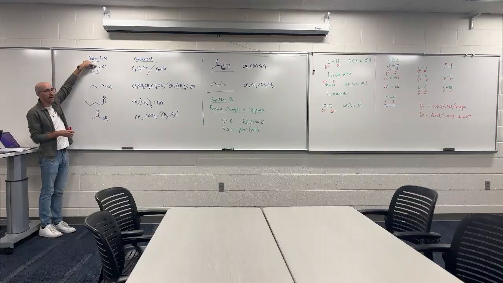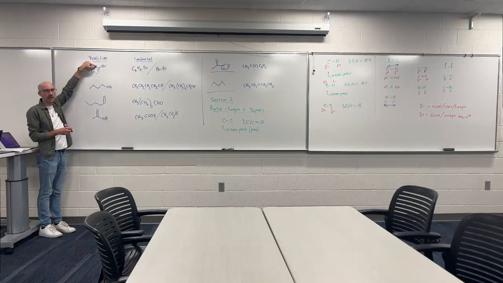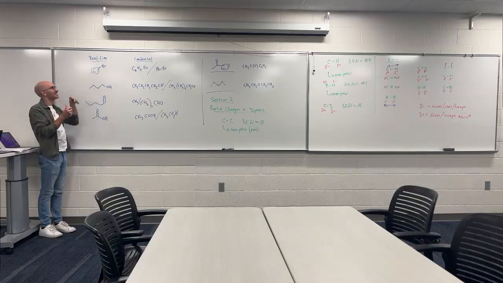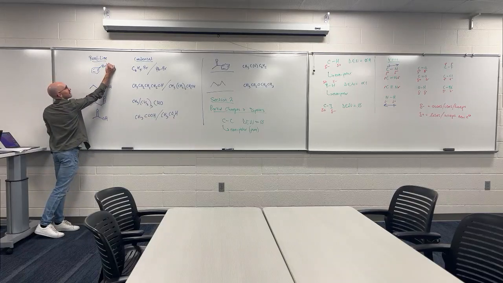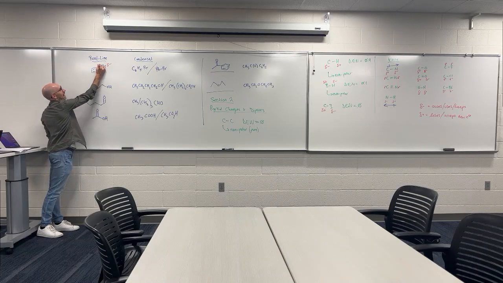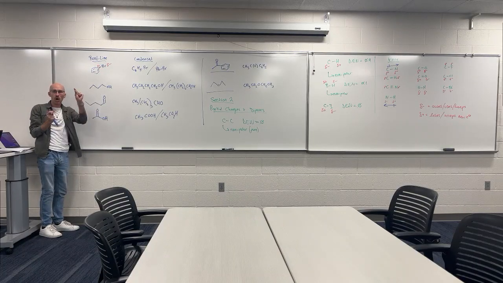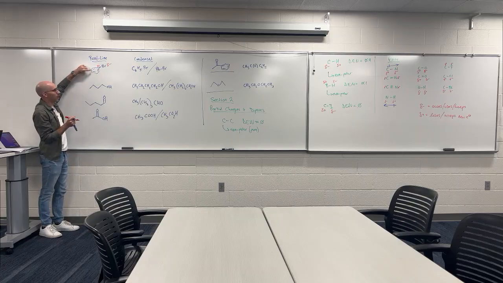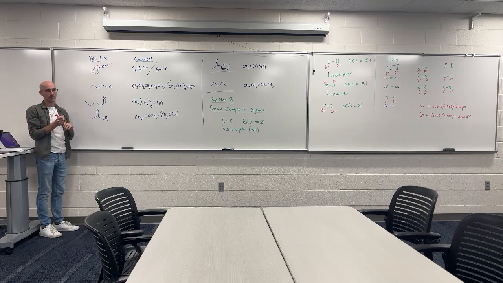Can somebody tell me in my bromobenzene where there would be a partial negative charge and where there might be a strong partial positive? Jackie? Good. And there's technically a very small partial negative, partial positive on all the CH bonds, but this would be the most significant.